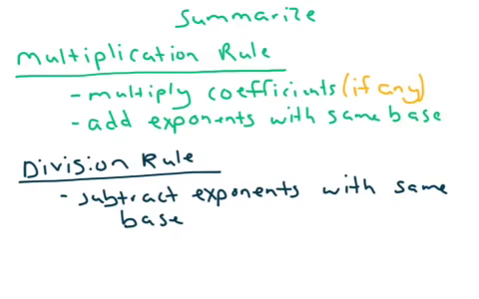Just a few things to wrap up. Just to summarize, and you're probably going to want to write this in your notebook. The multiplication rule: multiply any coefficients if you have any first. Remember, you always add your exponents with the same base. The division rule: remember, you subtract your exponents with the same base.